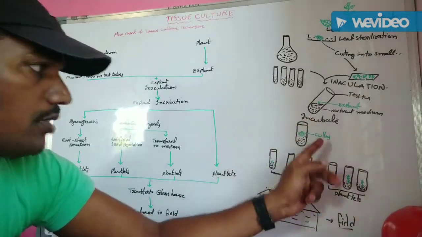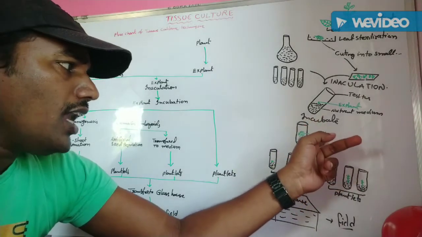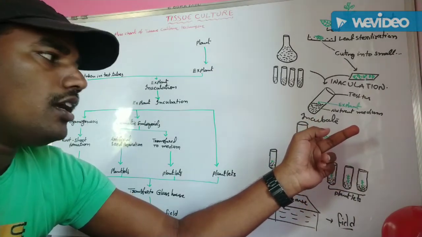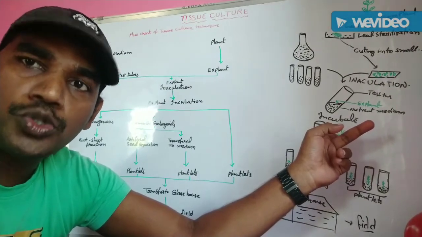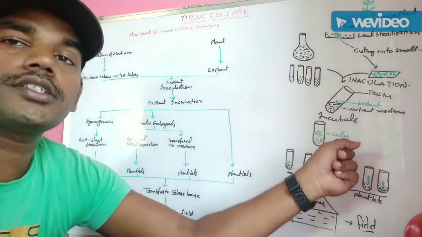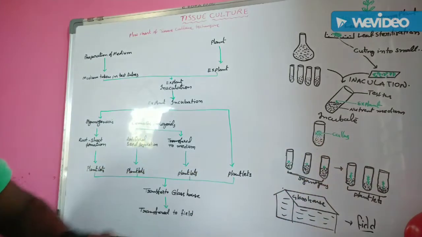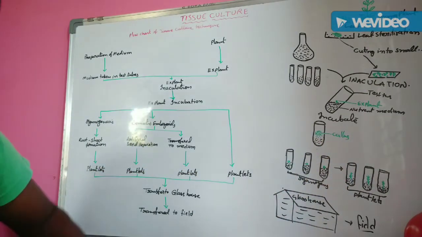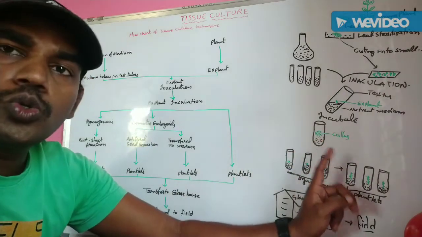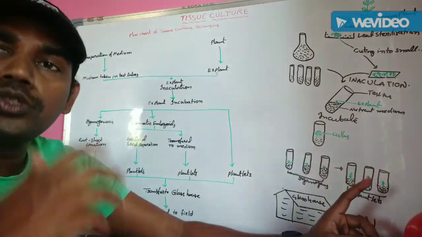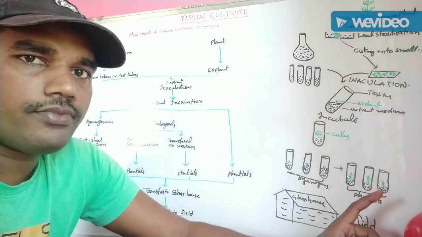Understand? Sometimes the callus is not pure. It undergoes a metamorphosis into organs like root and shoot. Organogenesis occurs, like root and shoot formation. After this, the root and shoot completely develop to form plantlets.